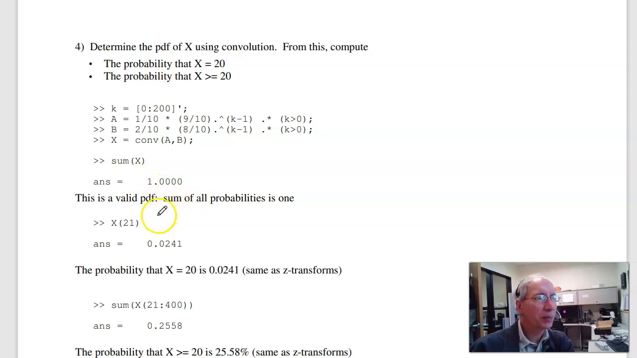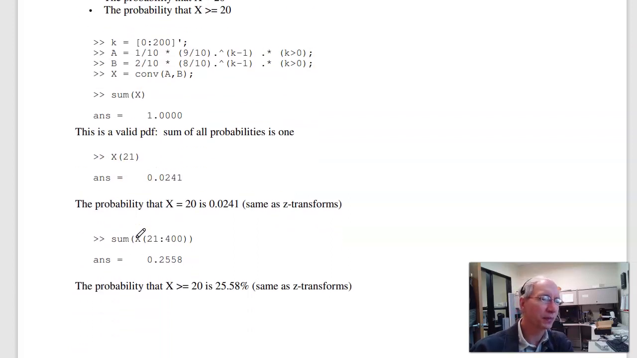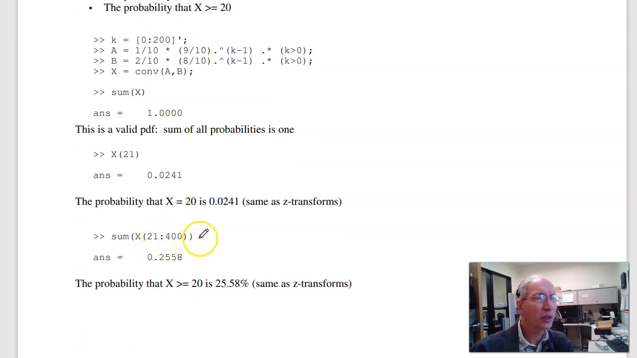To find out the PDF of x of 20, I take x of 21. Again, the reason for 21 is MATLAB doesn't like the index 0. X of 0, MATLAB hates. X of 1 means k equals 0. X of 2 means k equals 1. So 21 means 20. And then summing 21 out to infinity, I get 25%. Same answer.